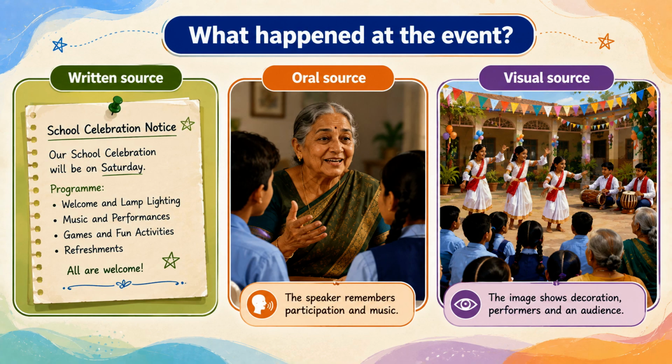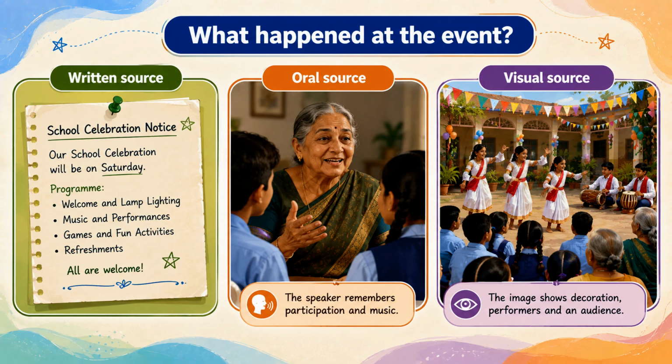Use the same question for all three panels. What happened at the event? The written notice gives formal program information, the oral recollection adds remembered participation and music, and the visual source shows visible features of the setting and crowd. Each source contributes something different.